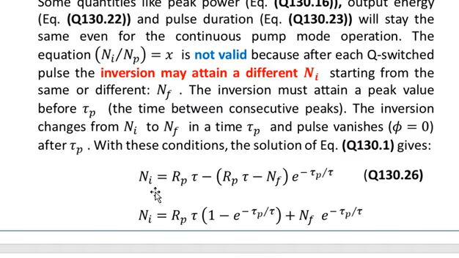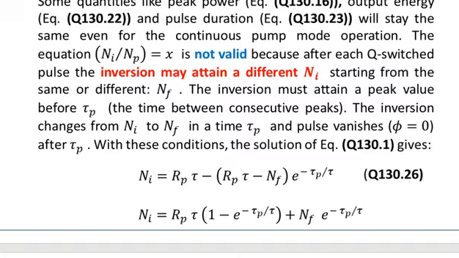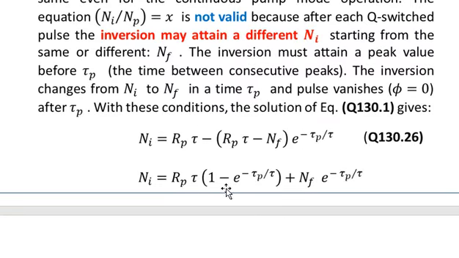So we have Ni is equal to Rp times tau minus, within the parentheses, Rp tau minus Nf, outside that parenthesis we have e to the power minus tau p over tau. And you can also split the parenthesis and write it in two forms, that is Ni is equal to Rp times tau multiplied by 1 minus e to the power minus tau p over tau plus Nf times e to the power minus tau p over tau. So you see that this is what we have written for the continuous case, the value of Ni.